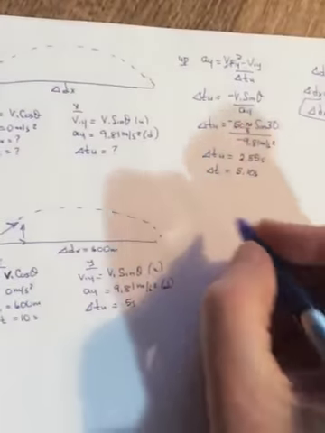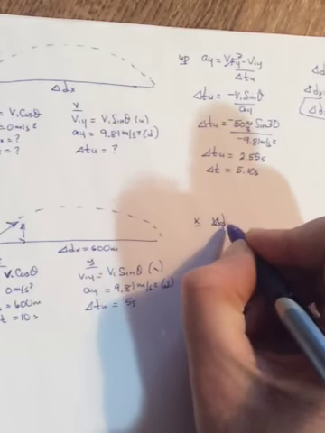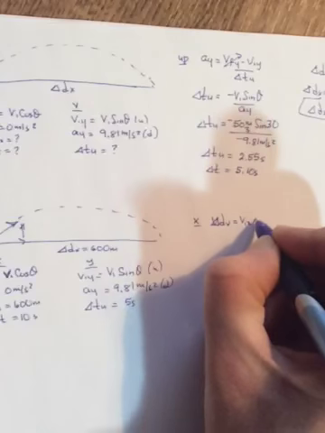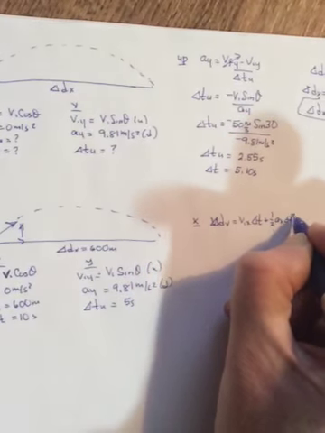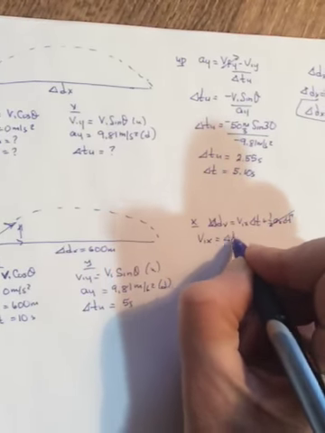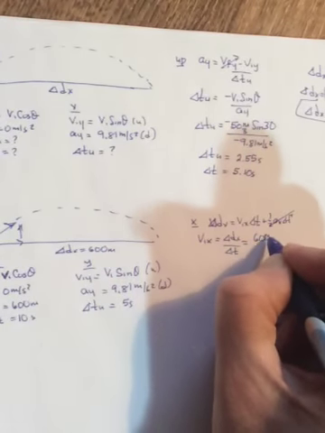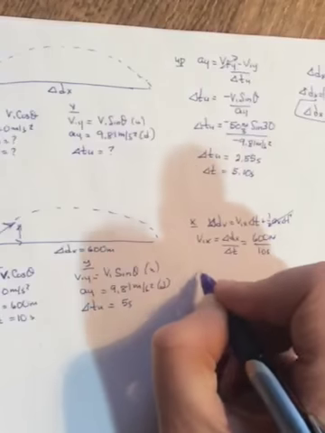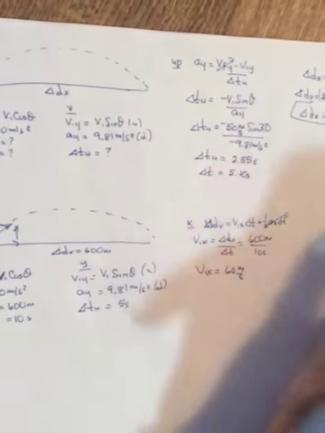So in our x direction, we can do delta dx is equal to vix delta t plus 1/2 ax delta t squared. This goes to 0. Vix is just going to be delta dx over delta t. So 600 meters over 10 seconds. So vix is going to be 60 meters per second.